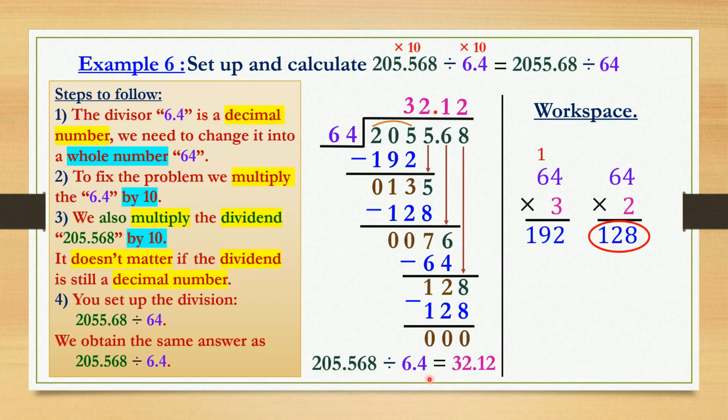205.568 divided by 6.4 is equal to 32.12. So here in the last example, be careful. It doesn't matter if the dividend is still a decimal number. What matters is for the divisor to become a whole number. We just need to fix the problem in the divisor because we know how to divide a decimal number by a whole number. All we have to do is to place a decimal point in the quotient when we slide the tenths digit.